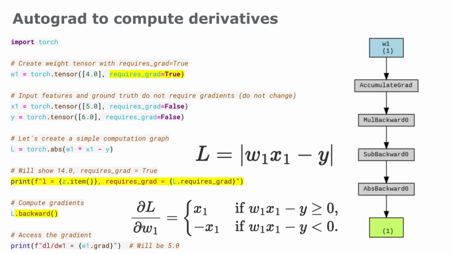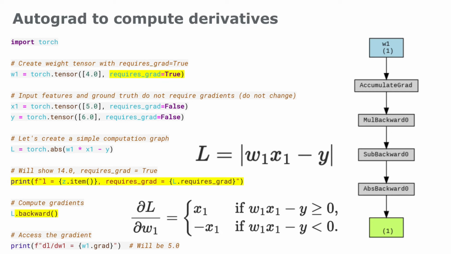We start by importing torch, which loads the library. Then we have this assignment of W1 equal torch.tensor, passing the little list with 4.0. And here we're being explicit about something. I'm highlighting something important here, and that is that the weight has the parameter requires_grad=True. requires_grad=True tells PyTorch to track operations on W1 so that the gradients can be computed.